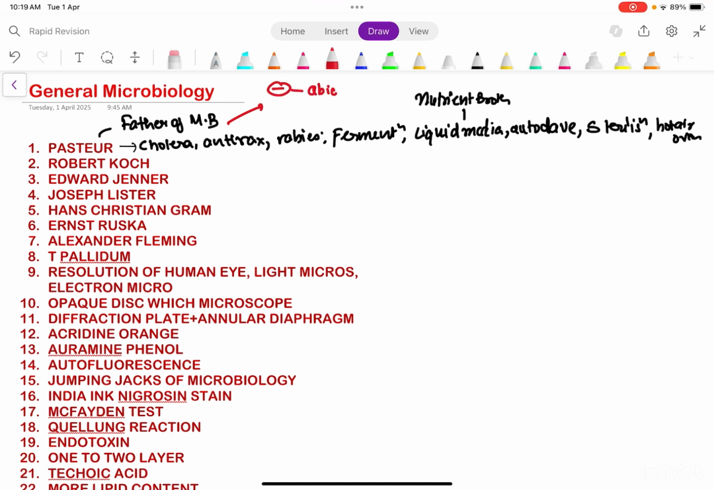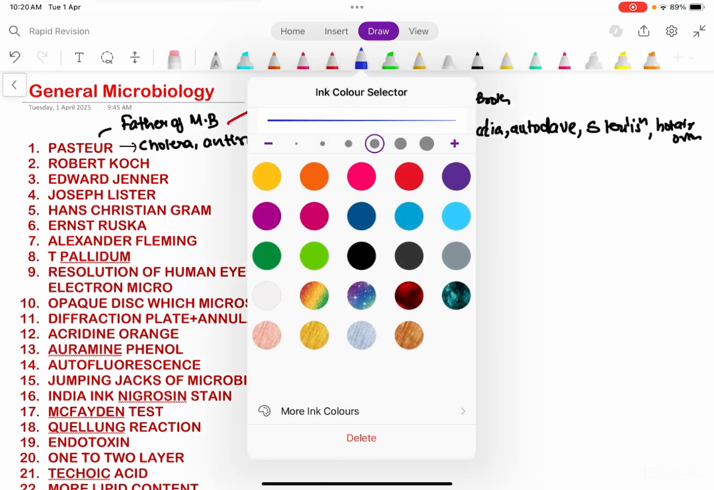Then there's one more question that they ask related to Pasteur. He disapproved the biogenesis theory, and he gave the germ theory himself. Okay. Now let's talk about Robert Koch.